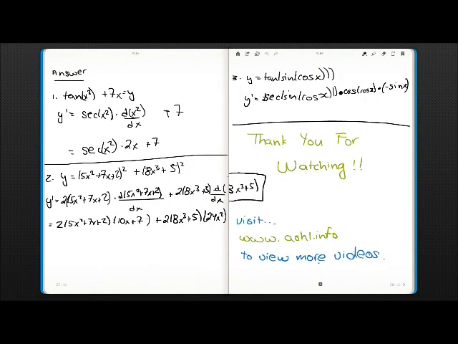So here are the answers. For the first one, it's secant of x squared times 2x plus 7. And I'm just showing you that I'm taking the derivative here, u prime. And same with here, I'm taking the derivative separately. And that's the second one. And for the third one, I didn't show that, I just did it in one step.